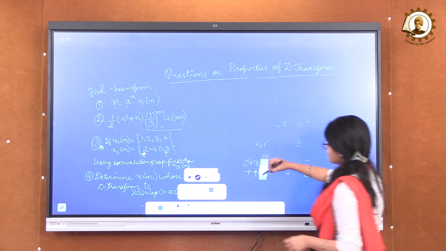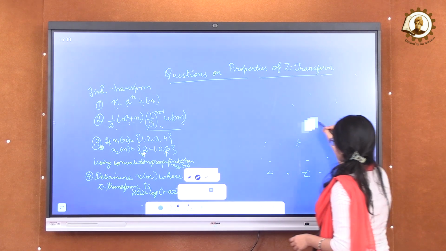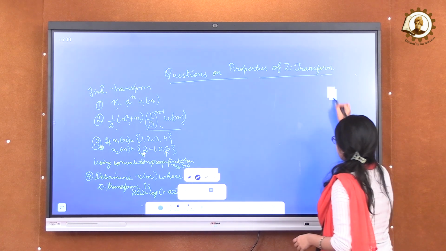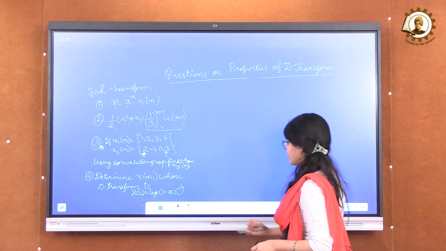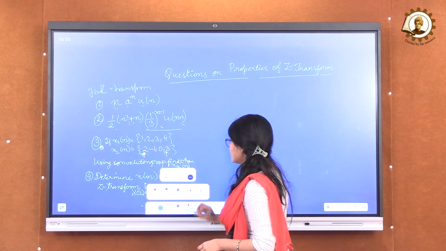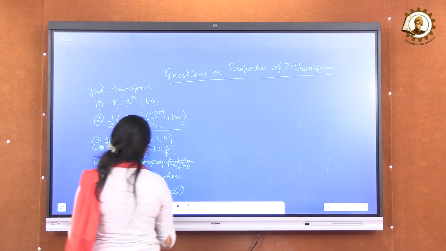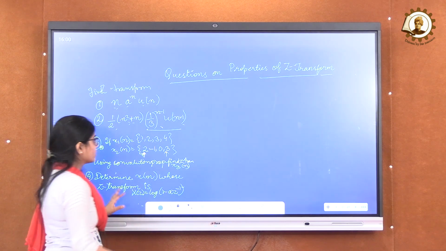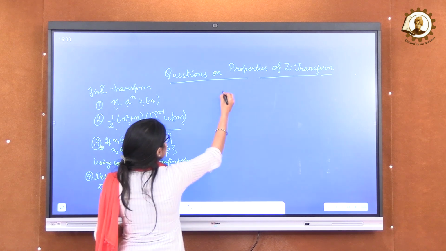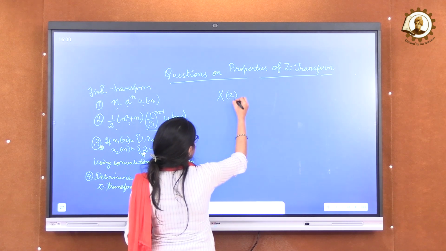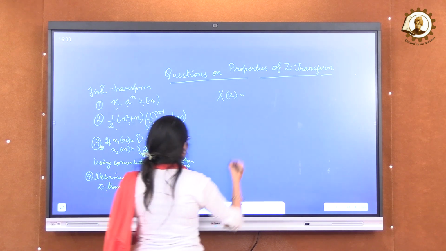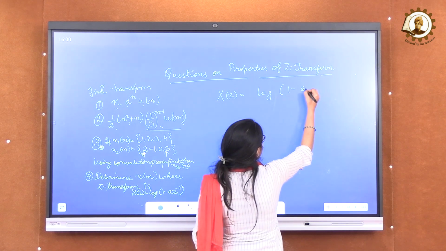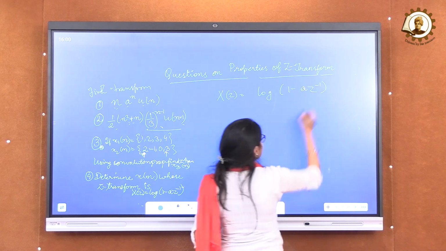Now this last question is a bit different. Here you need to find x[n]. Finding x[n] when X(z) is given is called the inverse z transform, which we will start in our next class. But this question can be done without explicitly using all the methods of finding the inverse z transform. So what is given here is X(z) equal to log of 1 minus a z to the power of minus 1.